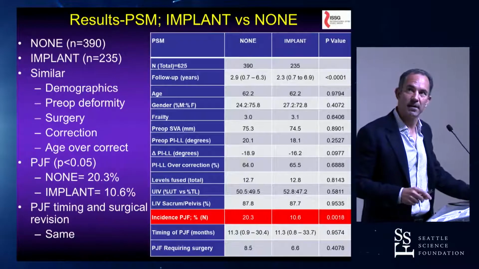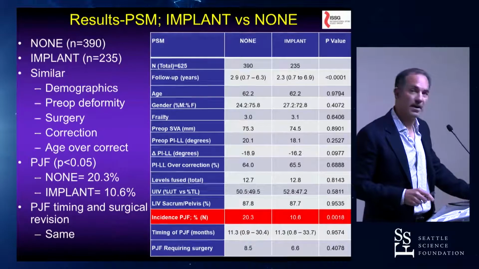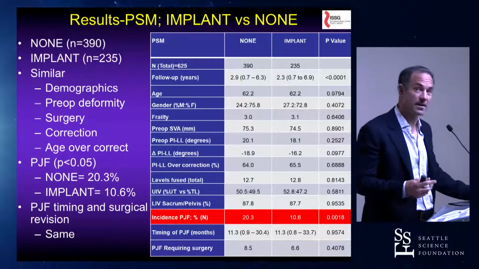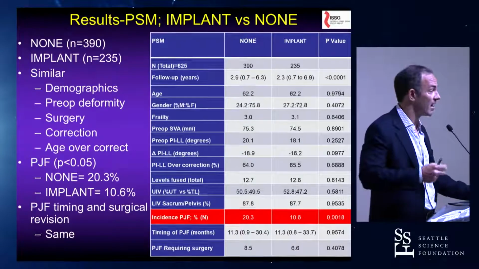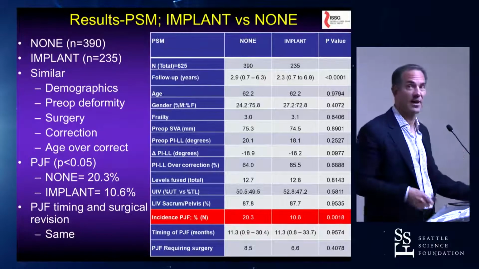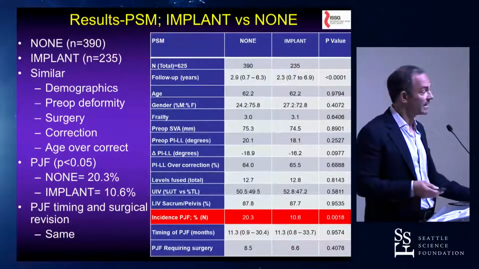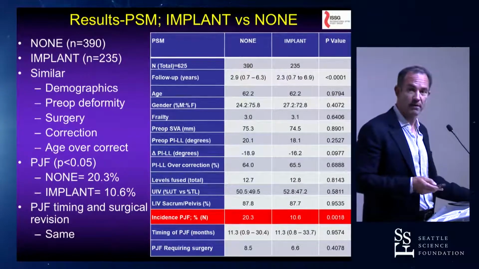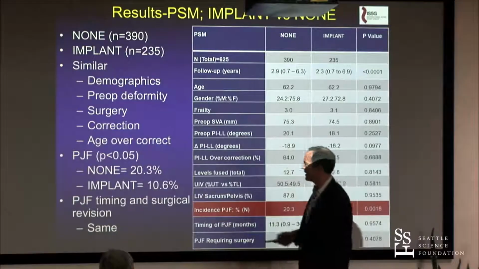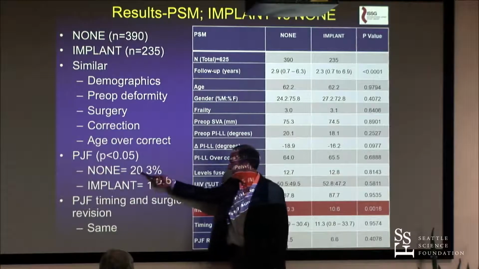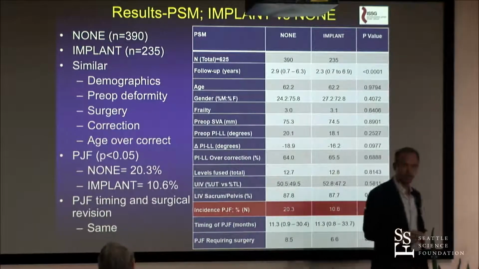And you can see for the none versus the implant group, we see the PSM actually worked. Same demographics, pre-op deformity, surgery correction, as well as age overcorrection. And we found actually that implants work, right? If you take patients that did not receive anything for PJF, incidence of junctional failure, 20%.